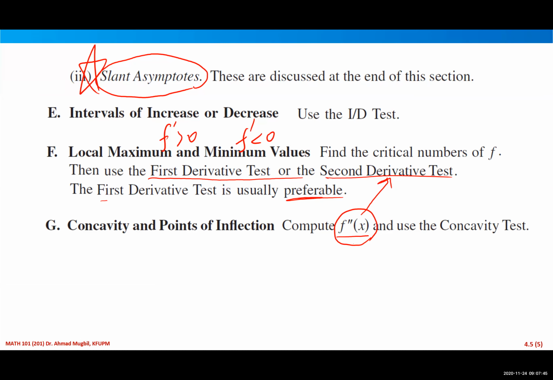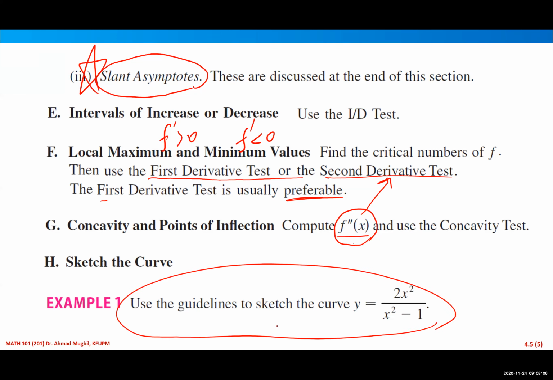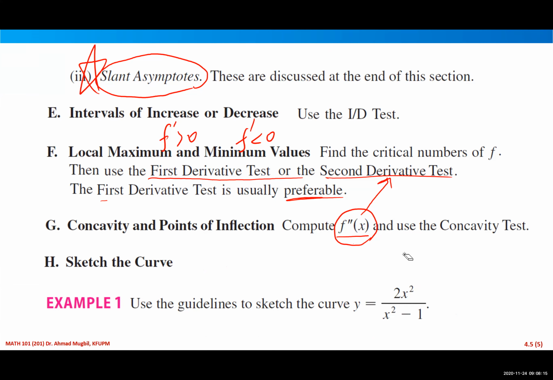So you know that if the second derivative is positive, then it is concave up. If the second derivative is negative, it is concave down. And finally, sketch the graph. Let's apply these ideas or these guidelines to this example. I will ask you in the quizzes to do that. If we have a written quiz, I will ask you to sketch the graph. Otherwise, I will ask you about these issues, not about the graph itself.